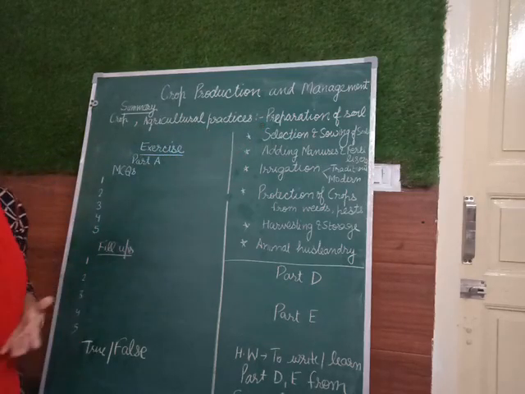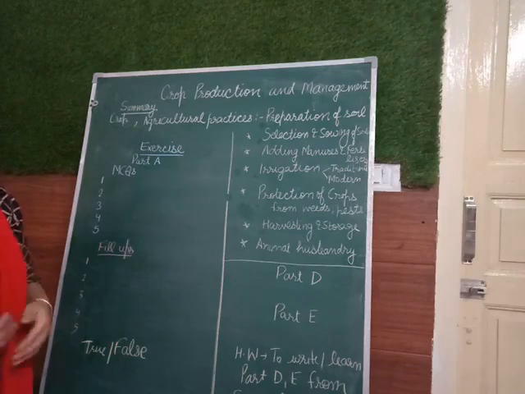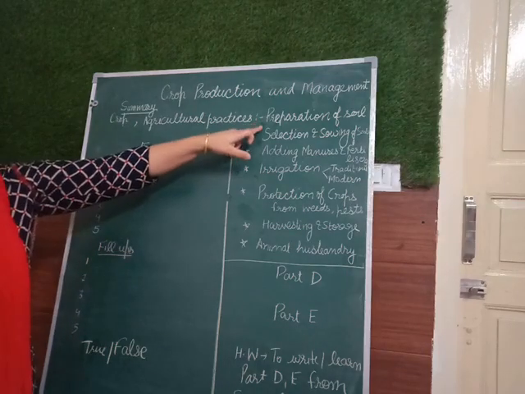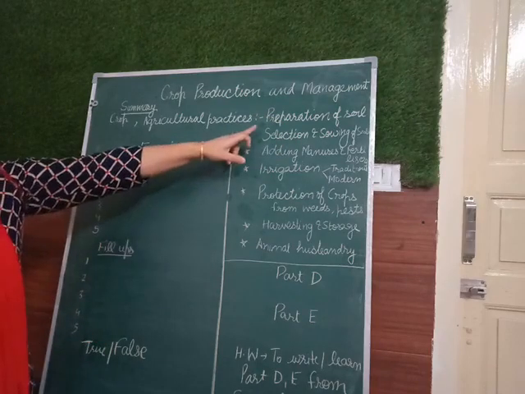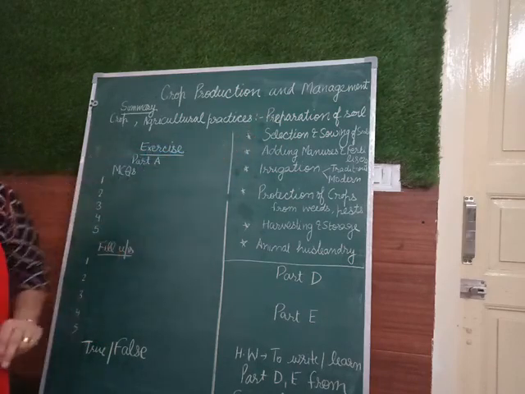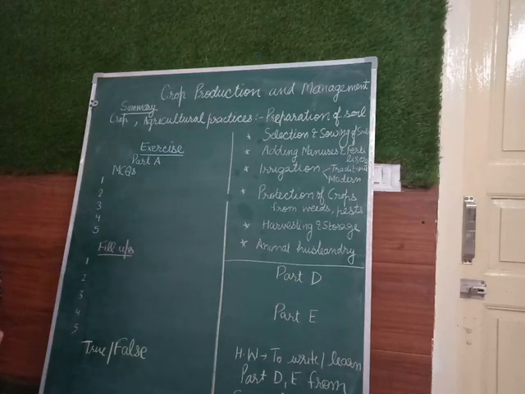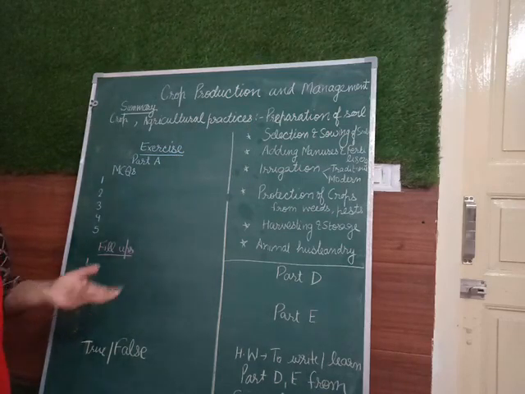What do you mean by plowing? The loosening and turning of soil is known as plowing. Then after plowing we have leveled the soil. After leveling we have selected the healthy seeds for sowing. And how have we selected them?